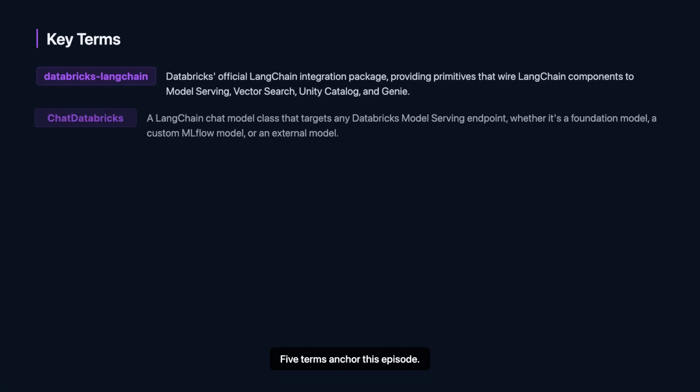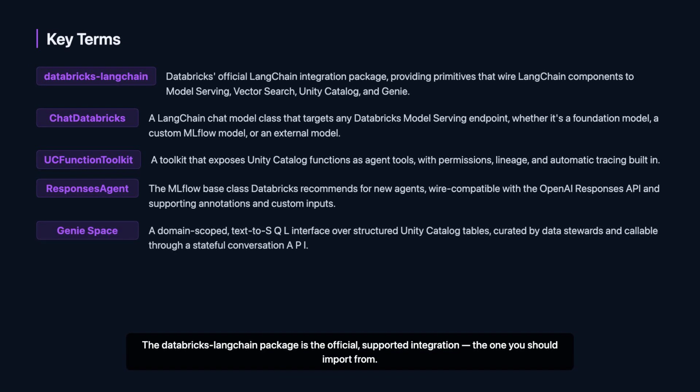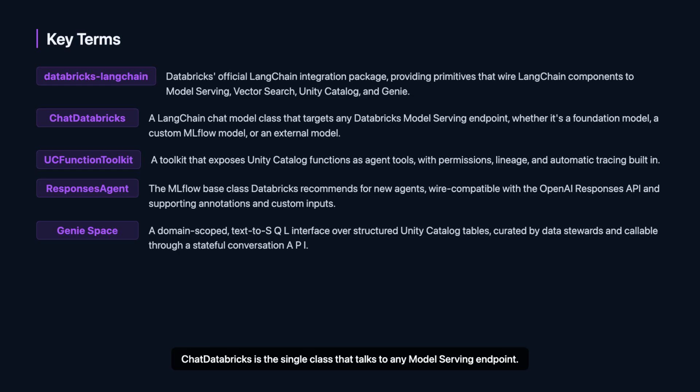5 terms anchor this episode. The databricks-langchain package is the official, supported integration, the one you should import from. ChatDatabricks is the single class that talks to any model-serving endpoint. UCFunctionToolkit turns Unity Catalog functions into governed agent tools. ResponsesAgent is the recommended base class for new agents, and a Genie Space is the text-to-SQL interface over your structured Unity Catalog tables. We'll see each of these in action.